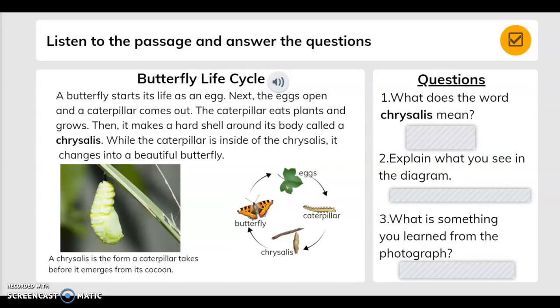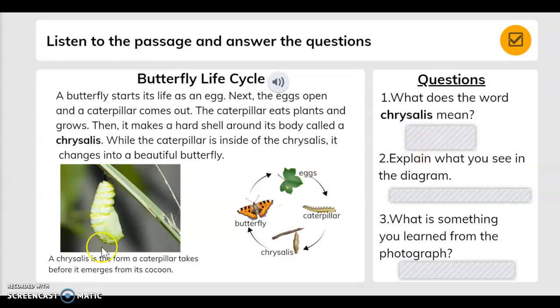Listen to the passage and answer the questions. Butterfly life cycle. A butterfly starts its life as an egg. Next, the egg opens, and a caterpillar comes out. The caterpillar eats plants and grows. Then it makes a hard shell around its body called a chrysalis. While the caterpillar is inside of the chrysalis, it changes into a beautiful butterfly.